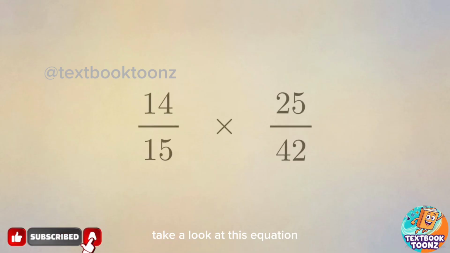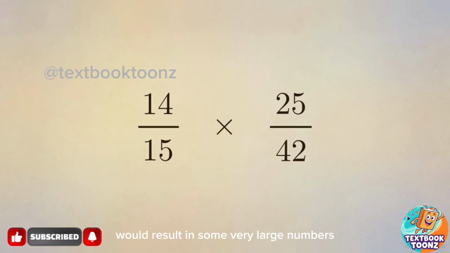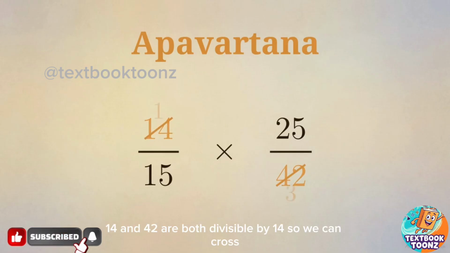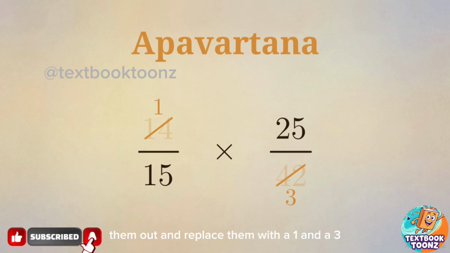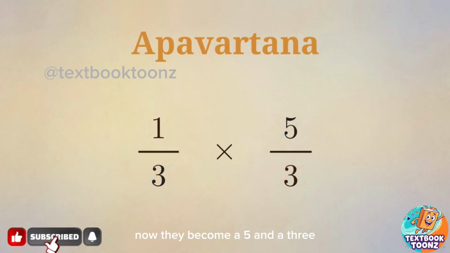Take a look at this equation. Multiplying 14/15 by 25/42 using the standard rule would result in some very large numbers. We can use Apavartana to simplify this first. 14 and 42 are both divisible by 14, so we can cross them out and replace them with a 1 and a 3. We do the same for 25 and 15, which are both divisible by 5. Now they become a 5 and a 3.